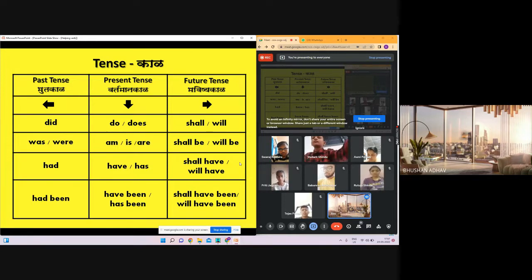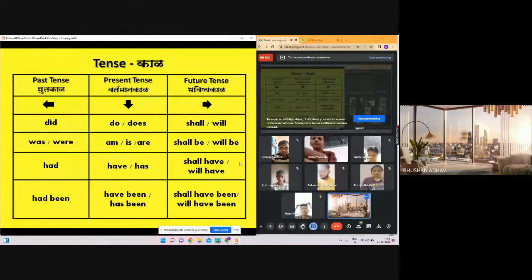So five for the past, nine for the present, and eight for the future. Five, nine, and eight. Okay, so I want everybody to repeat this at least once.